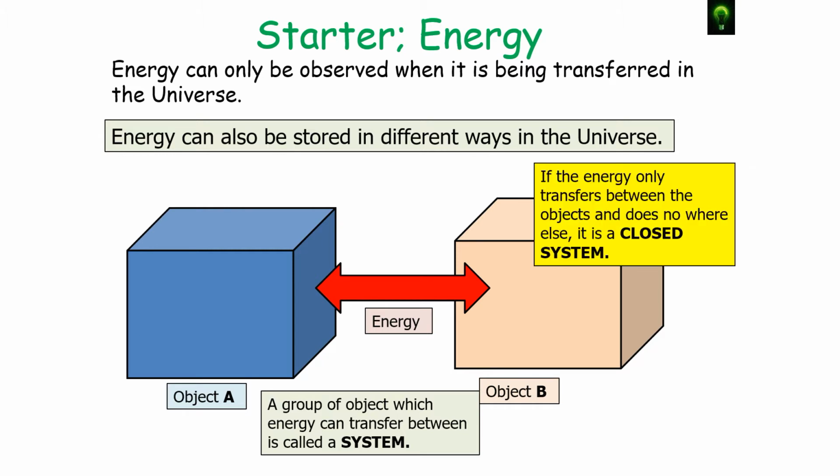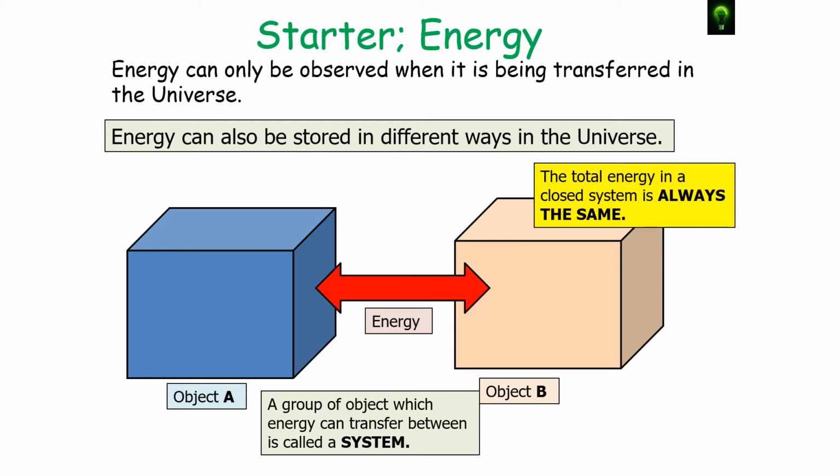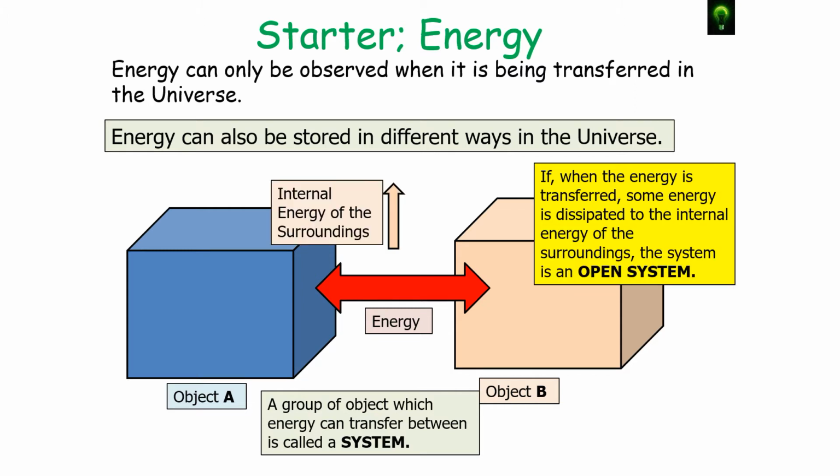Now if the energy only transfers between the objects and goes nowhere else, we call this a closed system. Now the total energy in a closed system is always the same. Now if when the energy is transferred some energy is dissipated to the internal energy of the surroundings, the system is an open system. So the total energy in an open system will change.